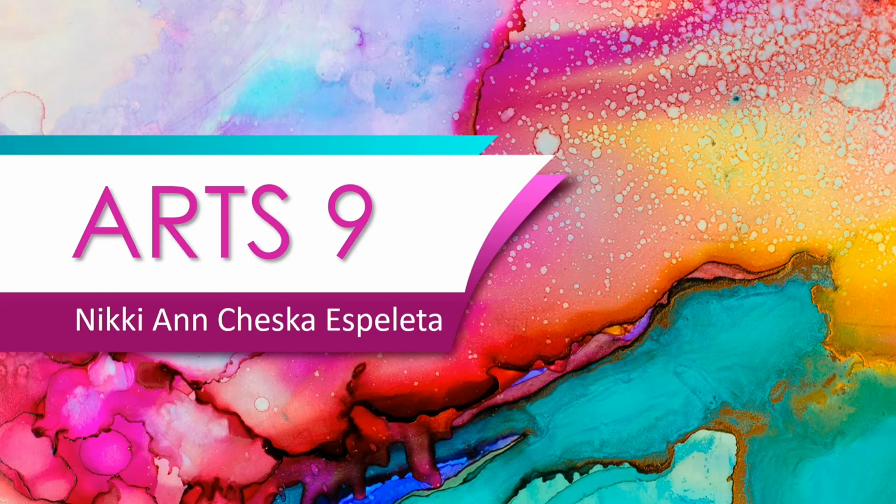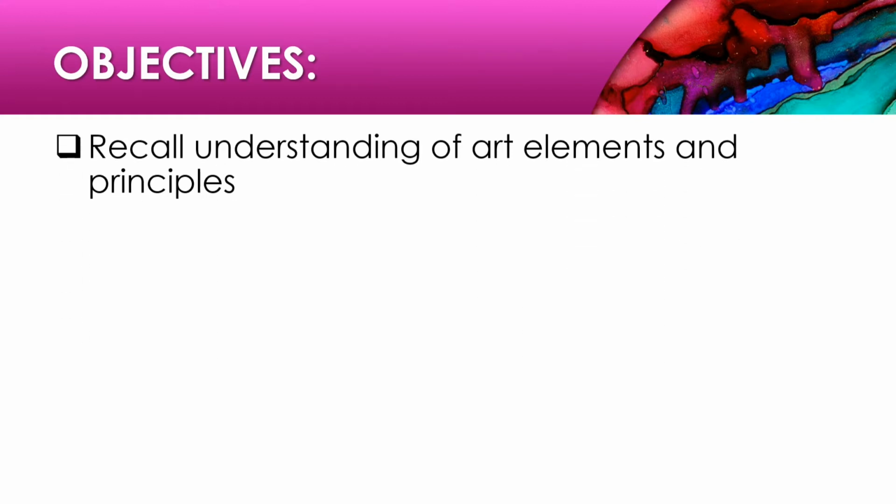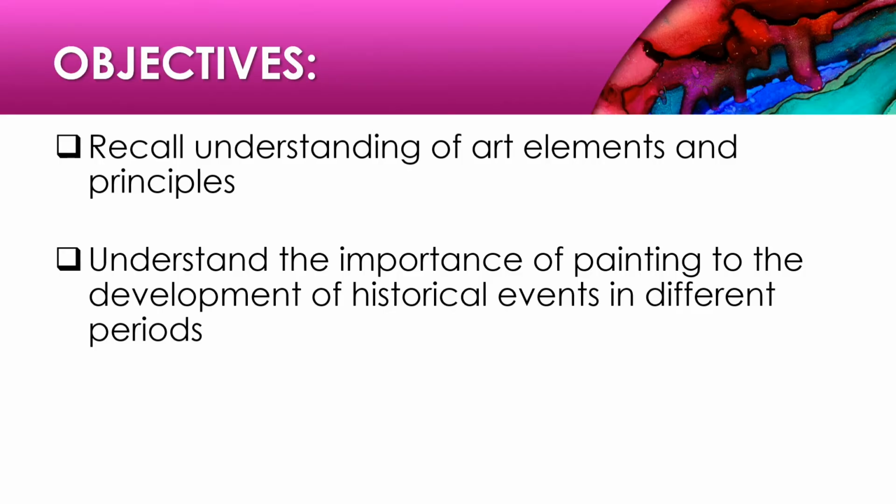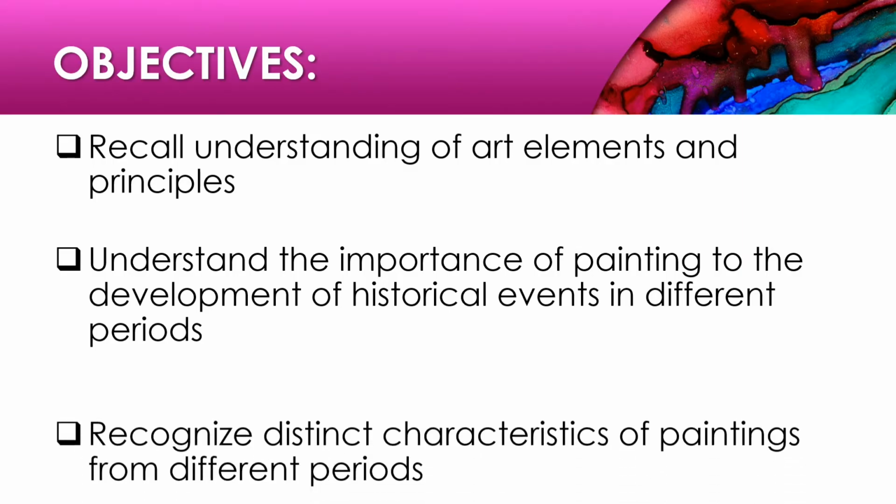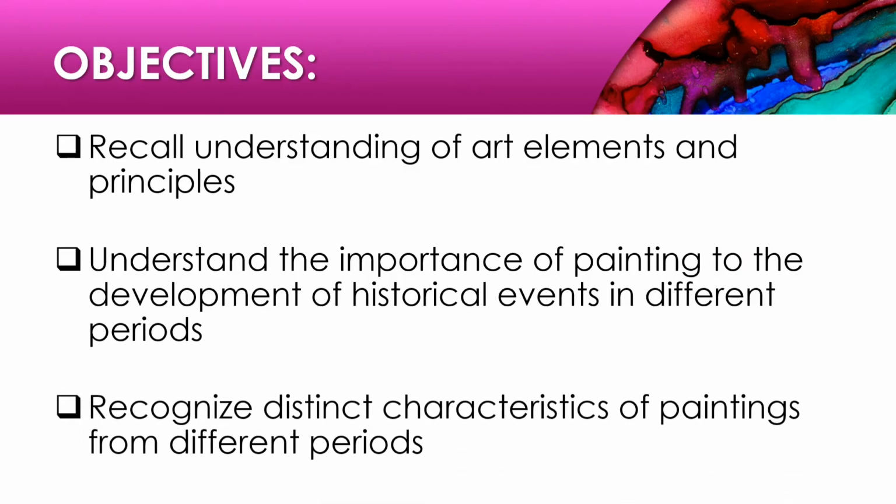In this quarter, we are going to study about Western classical art traditions. For this lesson, our objectives are the following. First, recall understanding of art elements and principles. Second, understand the importance of painting to the development of historical events in different periods. Third, recognize distinct characteristics of paintings from different periods.